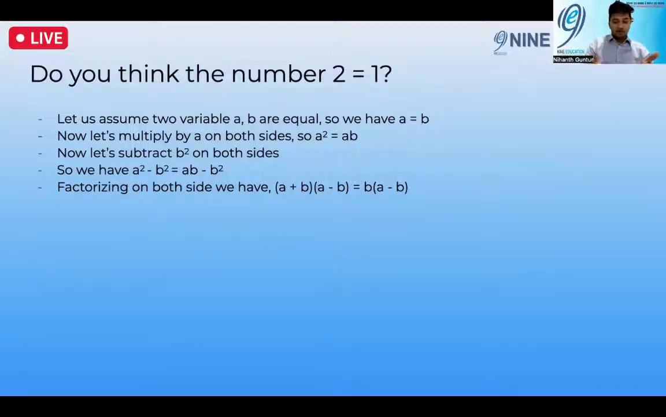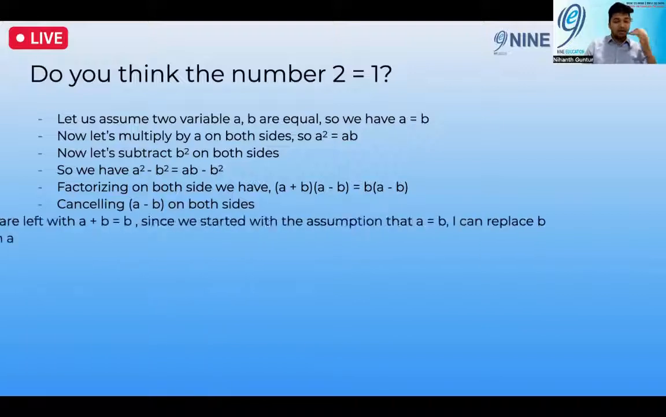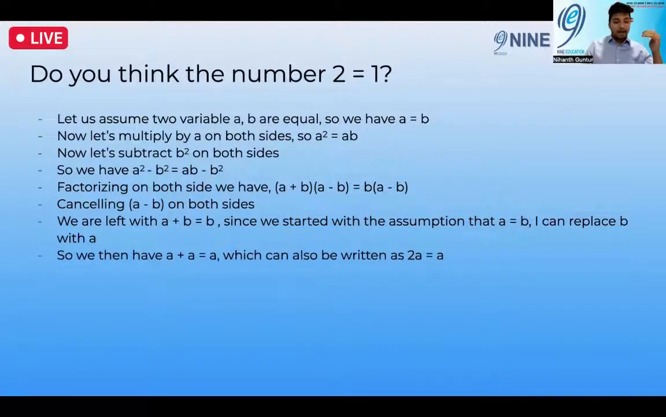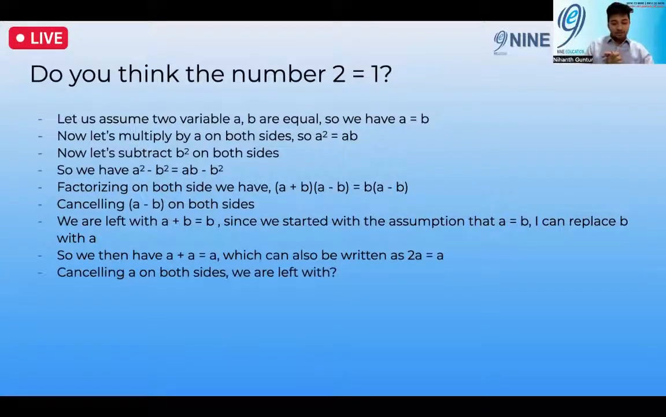Now we obviously see some common terms here. So let's go ahead and cancel out A minus B on both sides. What are we left with? We are left with A plus B is equal to B. And since we started with the assumption that A is equal to B, I can go ahead and replace B with A. If we do that, I am left with A plus A is equal to A, which can also be written as 2A is equal to A. And if I cancel A on both sides, what are we left with?